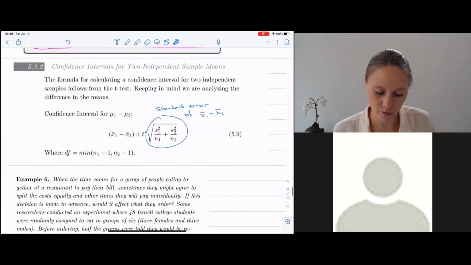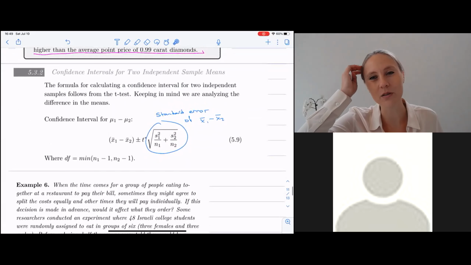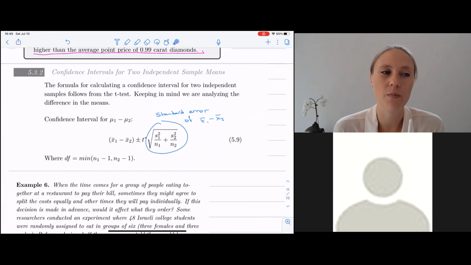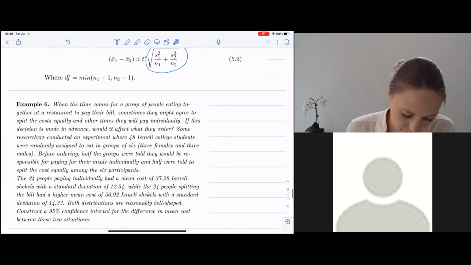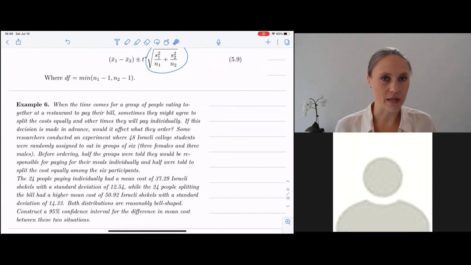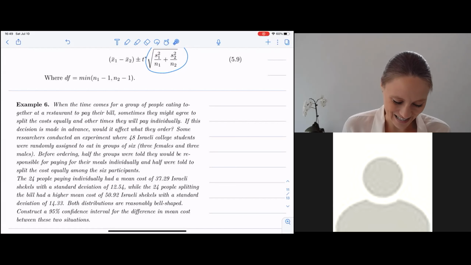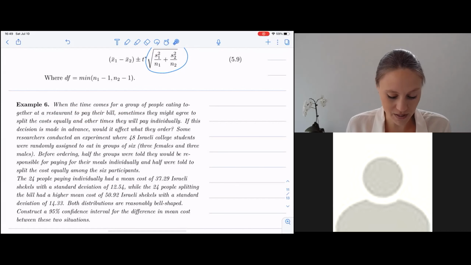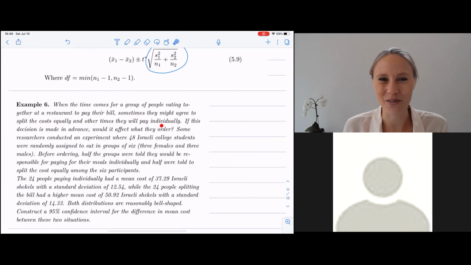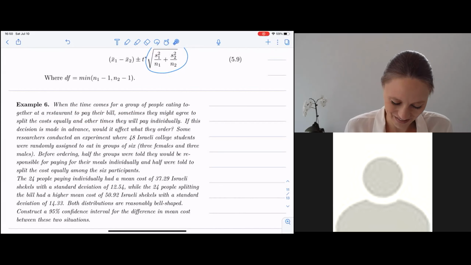Let's see here. So we've got another example. As we're reading this problem, I want you to think about what makes it two independent samples. It's kind of a long one, but that's okay. I like it because it's like the stuff of comedy shows. So when the time comes for a group of people eating together at a restaurant to pay their bill, sometimes they might agree to split the costs equally, and other times they will pay individually.